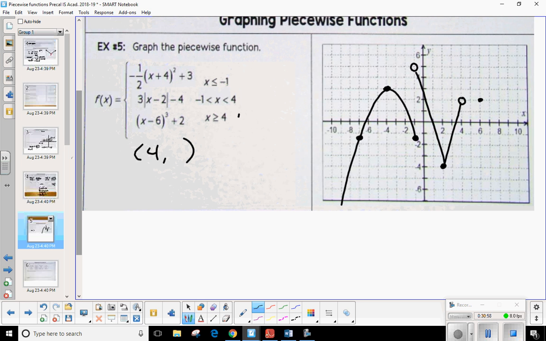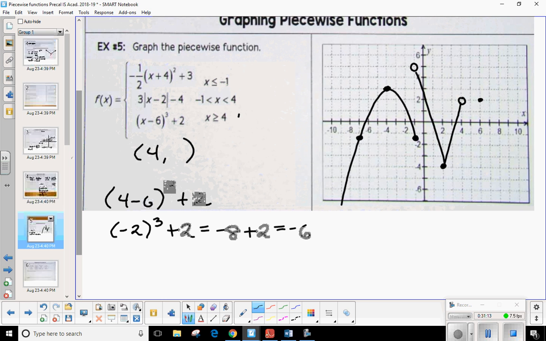So same thing. x minus 6 will give me 4 minus 6 cubed plus 2. And I heard -2. Okay. So that would be -8 plus 2. Genevieve is absolutely right. It's -6. Now, when I put that point on there, open or closed? It is closed because I have equality. So (4, -6) would go right here.